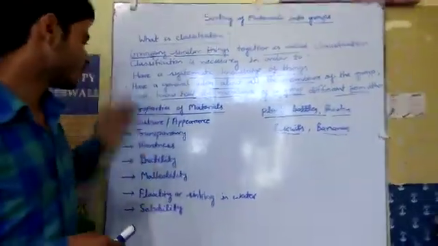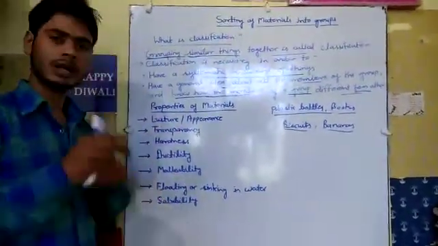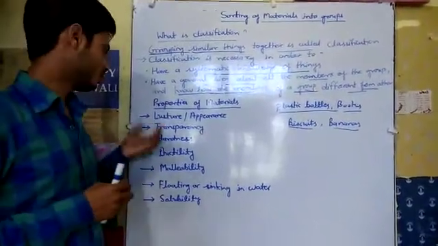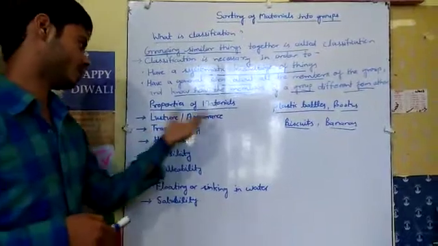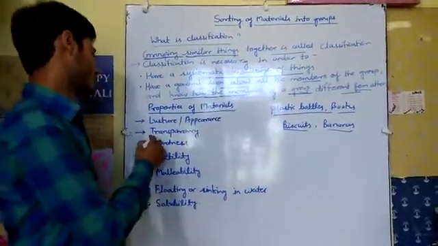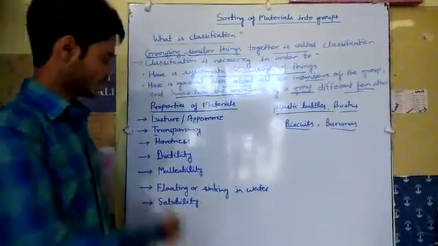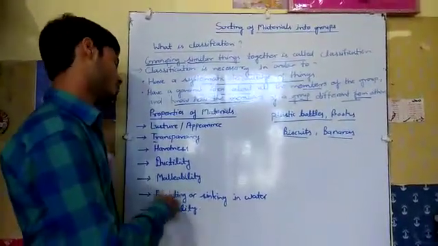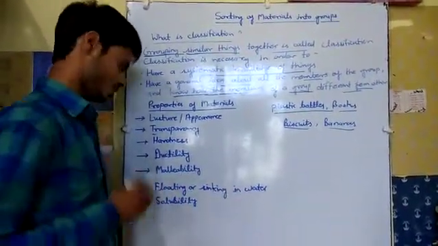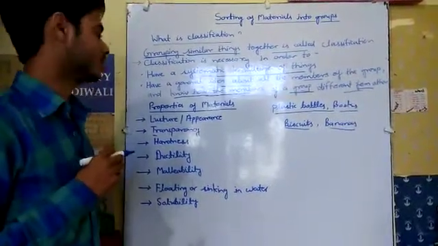Now there are some properties of materials on the basis of which we categorize objects. The first one is luster, or we can say appearance. The second one is transparency, the third one is hardness, and after that ductility, malleability, floating or sinking in water, and solubility. One by one we will discuss them.